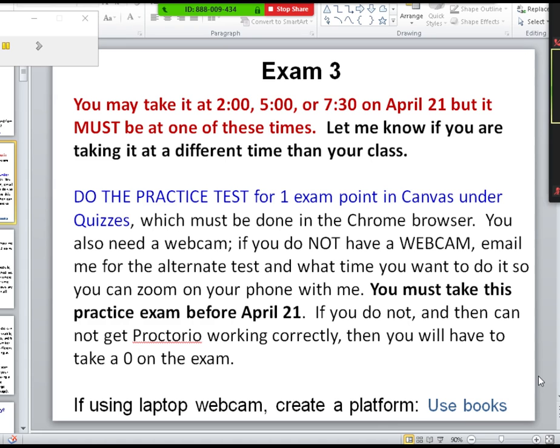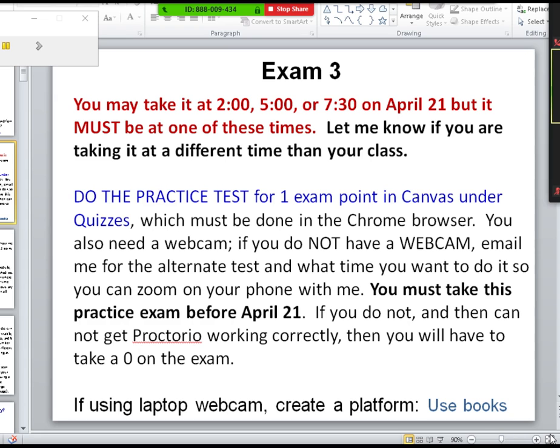It's basically logging in, writing down one sentence, testing to make sure that your webcam works with Proctorio, everything's working well, and then uploading it. So taking a picture of your work and uploading it. And again, if you don't have a webcam, email me, and then you can use your phone as a webcam, and we can use Zoom on that, and I'll give you the alternate way of doing that to make sure that works before we get into the actual exam itself.